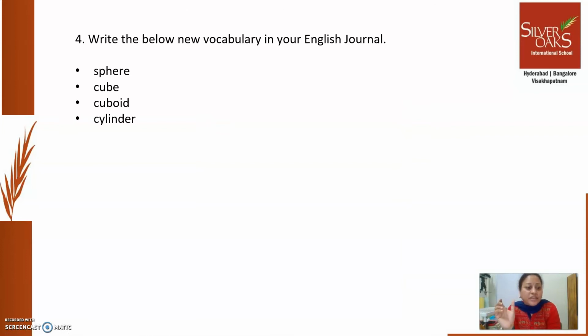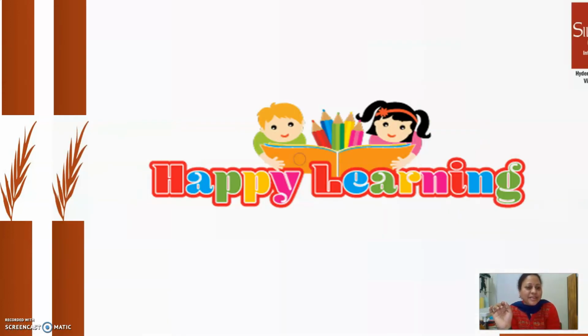Now, we are learning new vocabulary every week, right? Today, you are going to learn only 4 because we felt the words are a little difficult. So only a few words are given for you: sphere, cube, cuboid, cylinder. Write them in your journal.